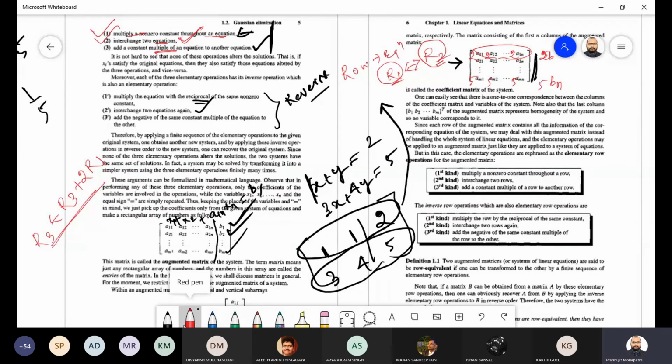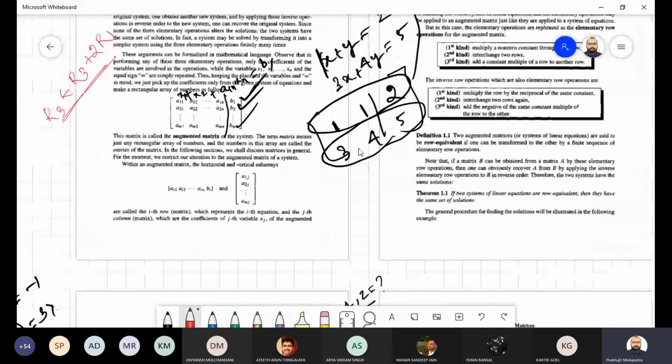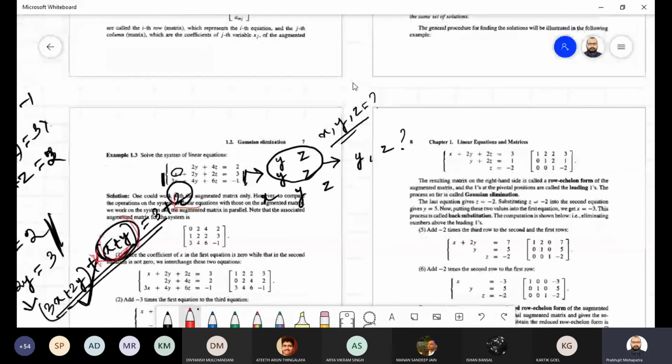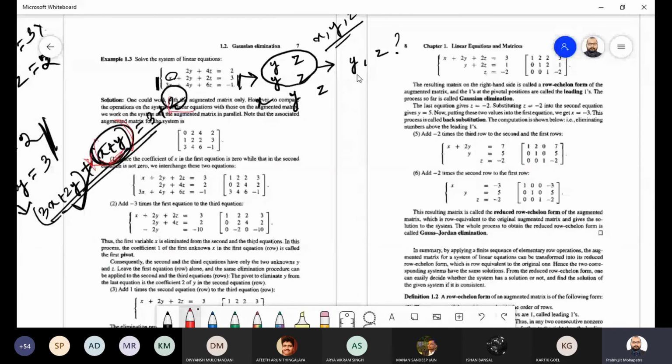Next class, whatever we are doing in terms of equations, the same thing we will do in terms of matrices. We'll discuss the same thing with respect to matrices in the next class. This is the first class. You may go through this book and you will understand the same thing, and in the next class we will solve problems.